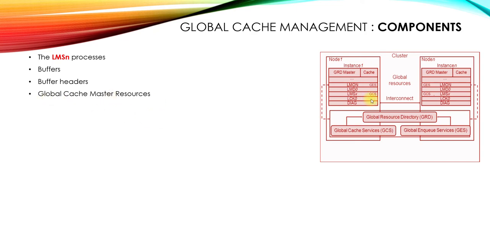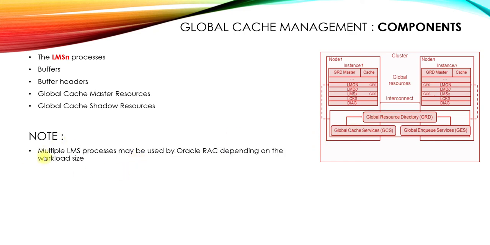Global cache master. Every resource will have a resource master. This information will be stored in the global resource directory, as we all know, and the shadow resource will also be stored in the global resource directory.